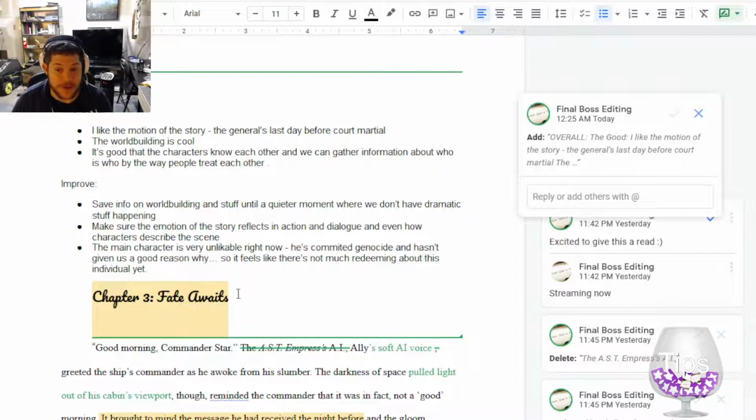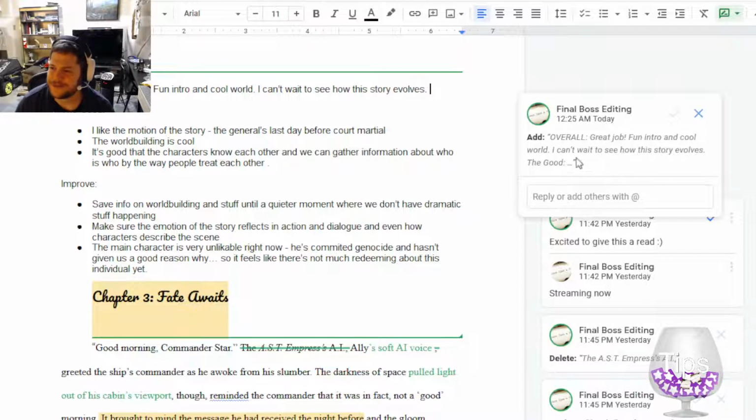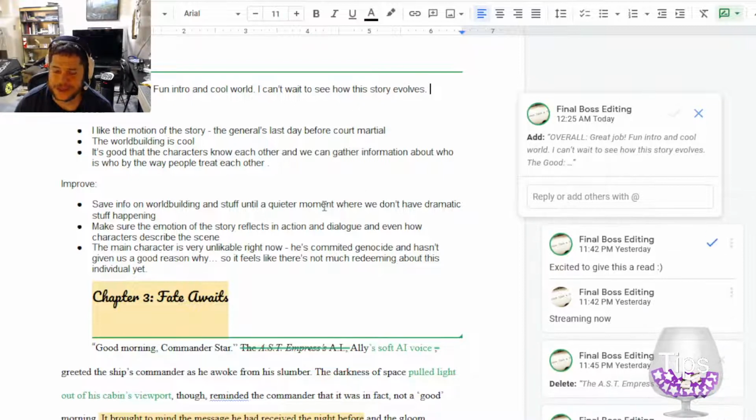Okay. Overall, great job. Fun intro. I'll even write it in. Awesome. Yeah, building in sci-fi and doing this stuff is not easy. So well done. You should feel really proud of what you put together here. It's great, and I can't wait to see what you continue to do in future revisions and future drafts.